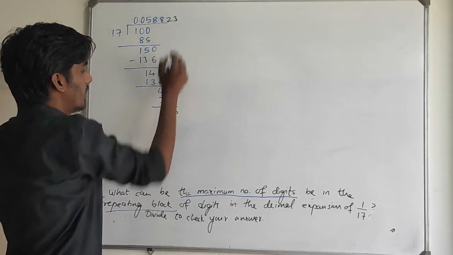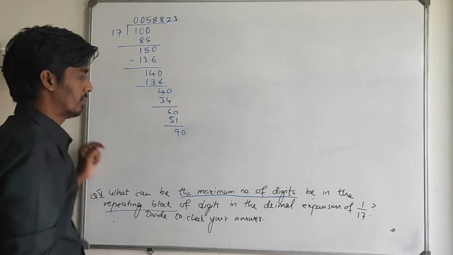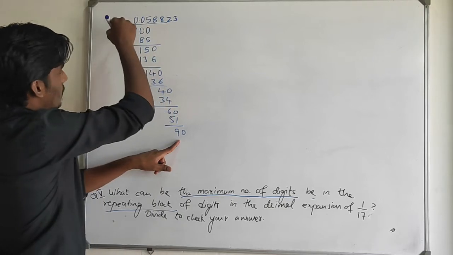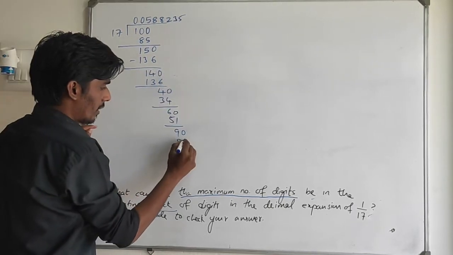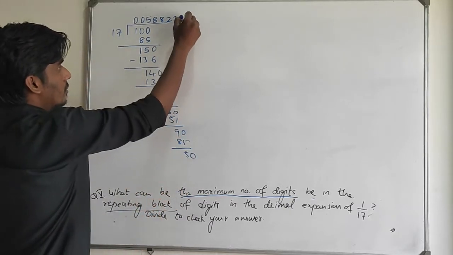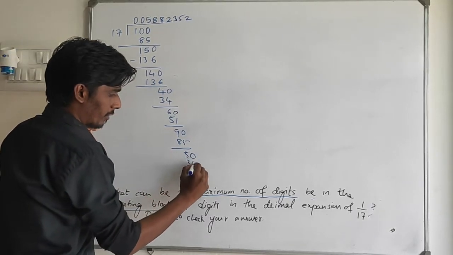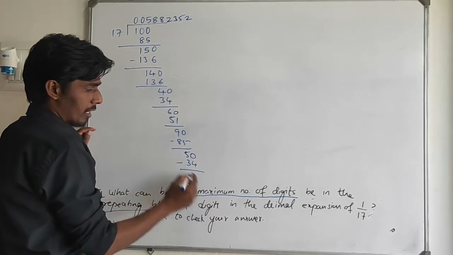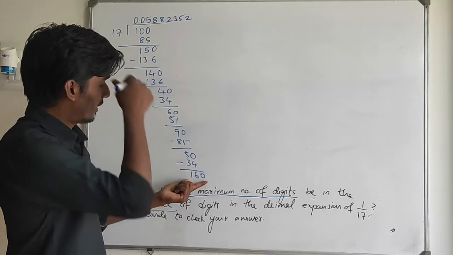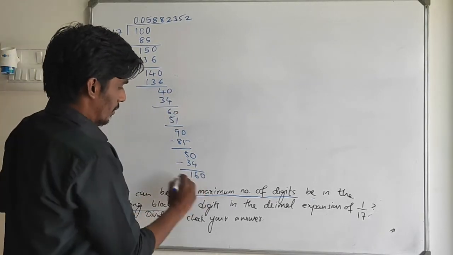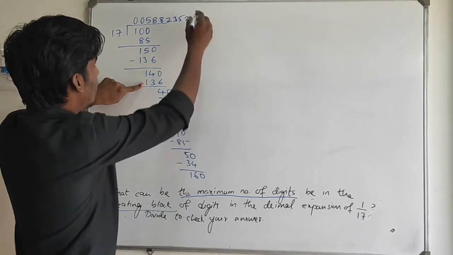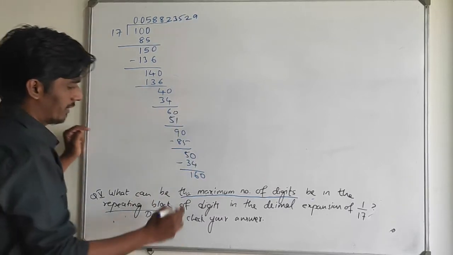So 60, 3 times 17 is 51. Remainder is 60 minus 51, it's 9. So 90, again 5 times 17 is 85. Remainder is 5. So 50, 2 times 17 is 34. 50 minus 34, how much? 16. If I take one more 0, it becomes 160. How many times? 9 times. 17 times 9 is 153.